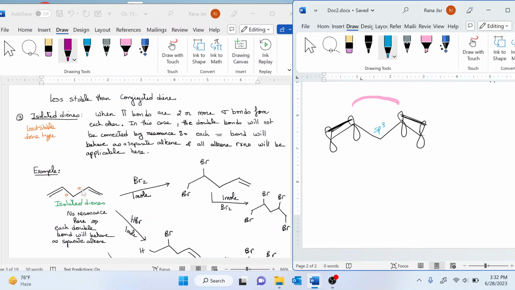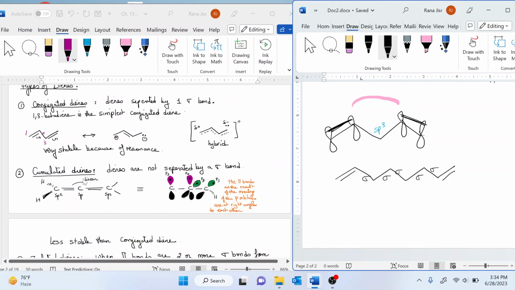And it's not necessarily two sigma bonds. They can also be more than two sigma bonds. So I can have, for example, this system over here where the two double bonds are separated by 1, 2, 3, 4, and 5 sigma bonds.